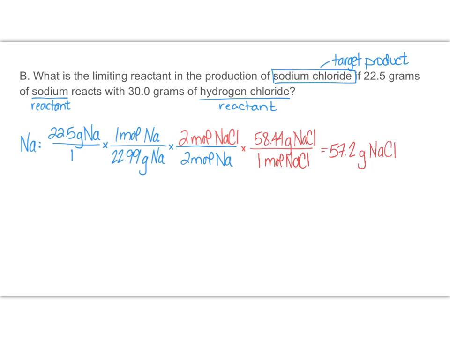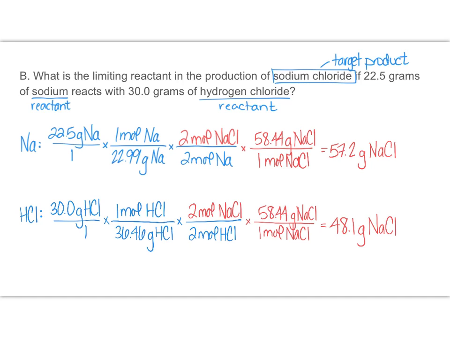We're going to do the same calculation again. This time we're going to start in HCl. So my problem says I have 30.0 grams of HCl starting with. Finish off that stoichiometry problem so you end in grams of NaCl, just like we did up above.